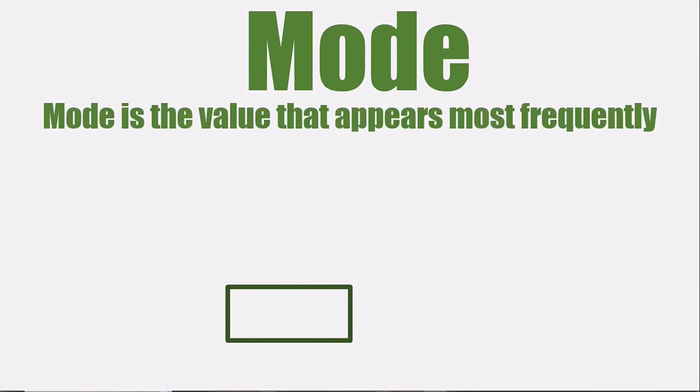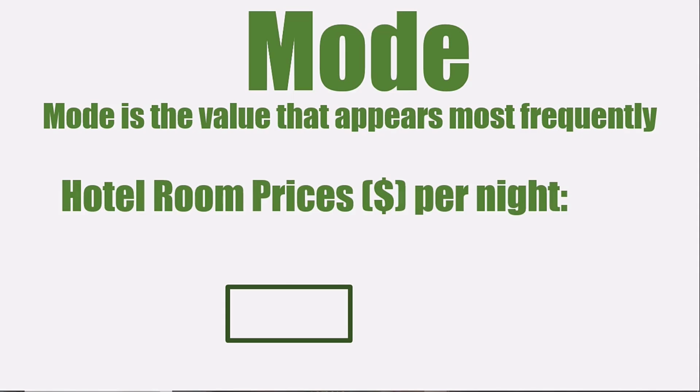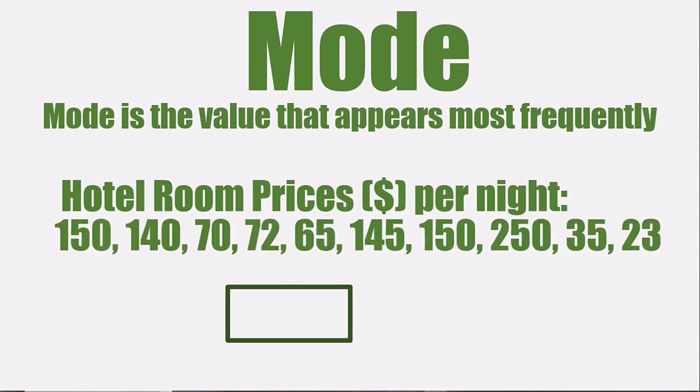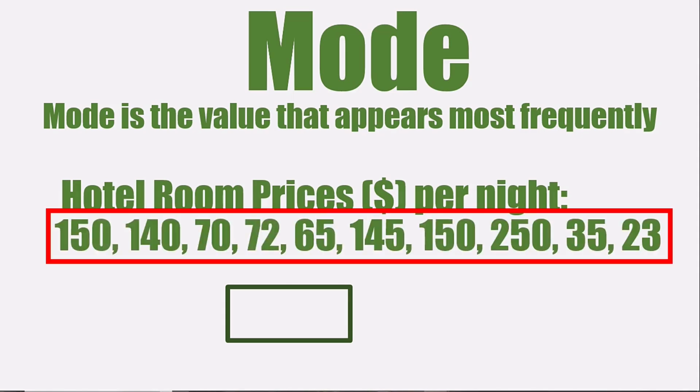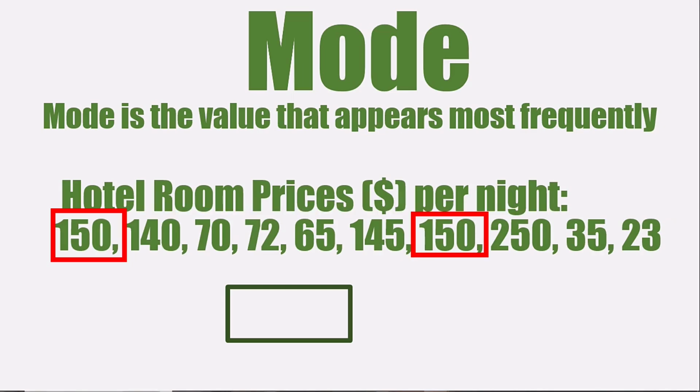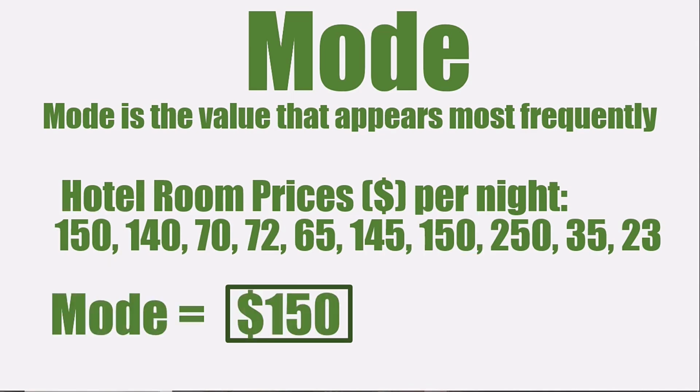Now, the mode is the value that appears most frequently. Some people call it the most popular value. Now, on our hotel price per night example, we have these values here. If you see very well, $150 appears twice, but the rest of the values all appear once. That means the $150 is now our mode because it's the most frequent data value in that data set, and it's also part of that data set. So that's the advantage of using the mode.